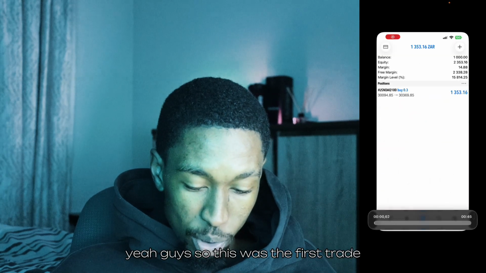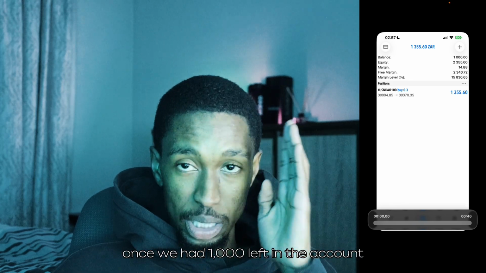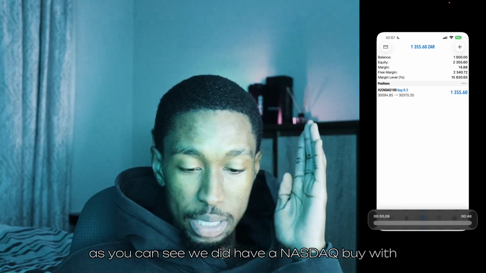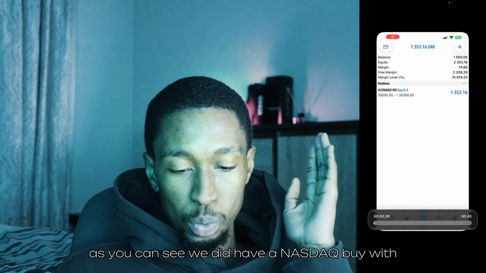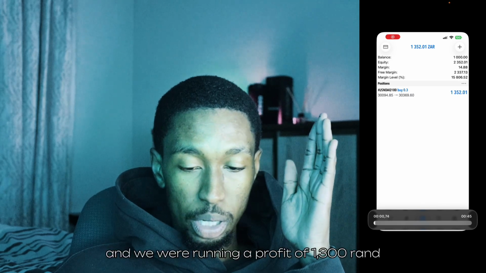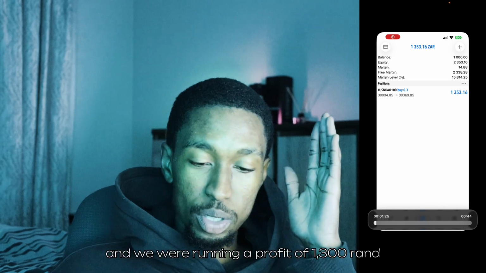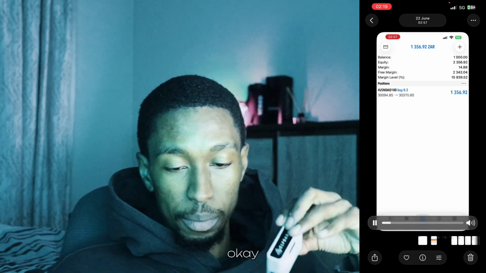Yeah guys, so this was the first trade once we had 1,000 left in the account. As you can see, we did have a Nasdaq buy with 0.3 lot sizes and we were running a profit of 1,300 rand.